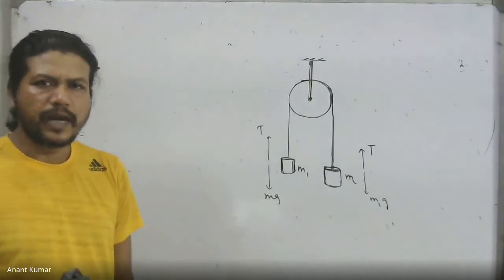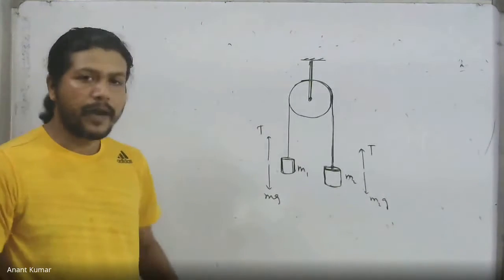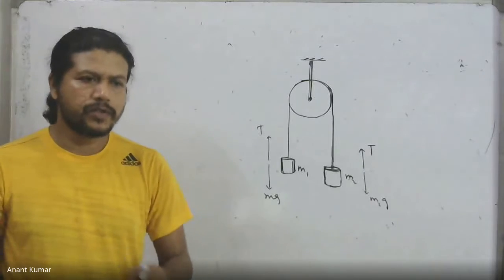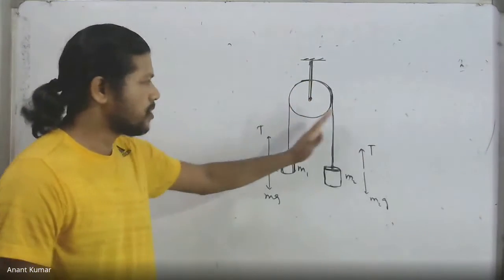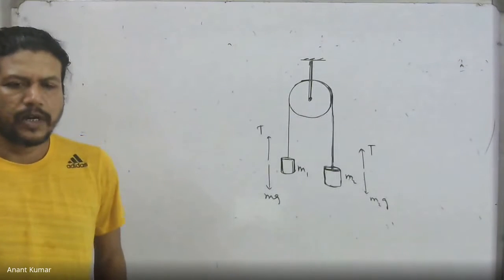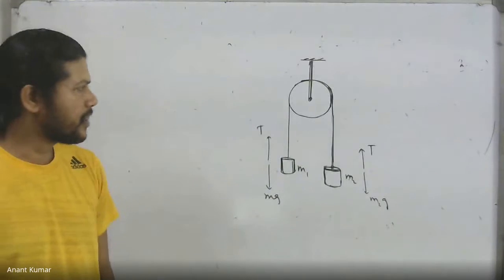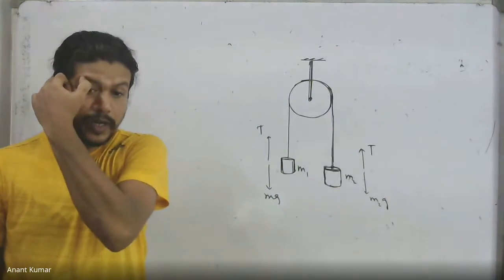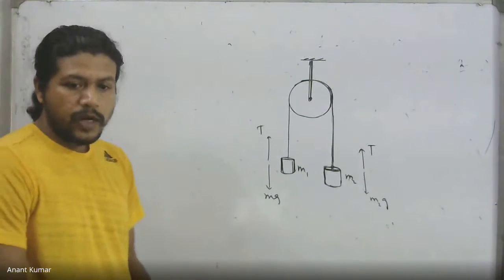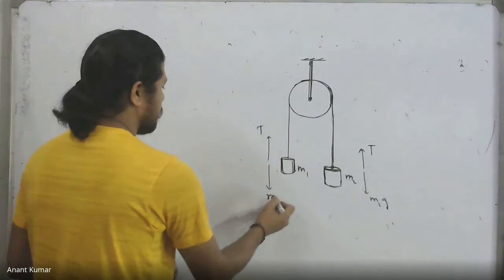But if the thread is massless, or at least has negligible mass, and it passes over a surface which doesn't have any friction, then we can assume the thread tension to be the same throughout the thread. If there was some friction, then the tension on the two sides wouldn't be the same. That is one thing which happens with thread tension. M1, what is the meaning of M1? Yes, M1, it will be M1G.